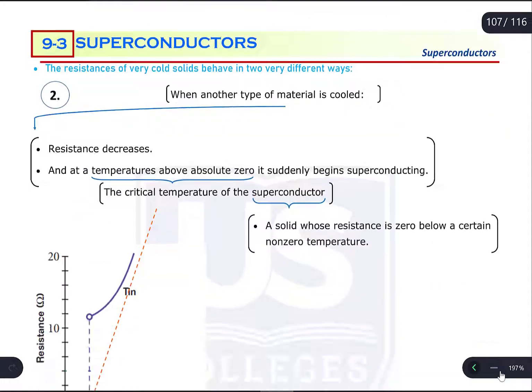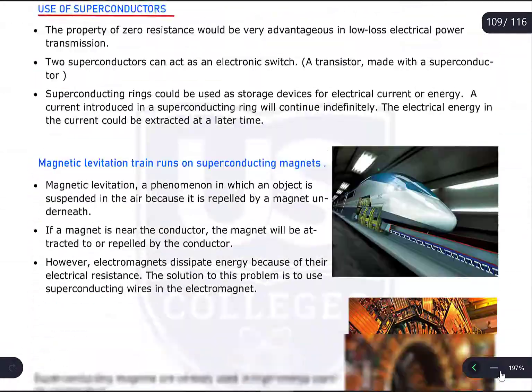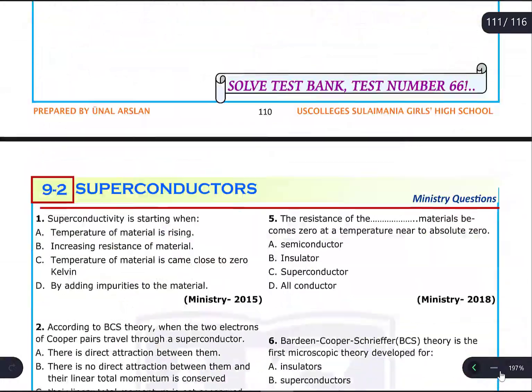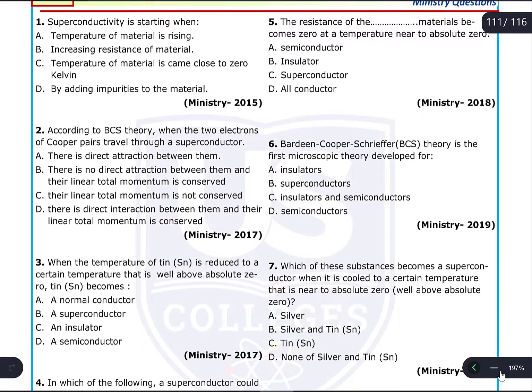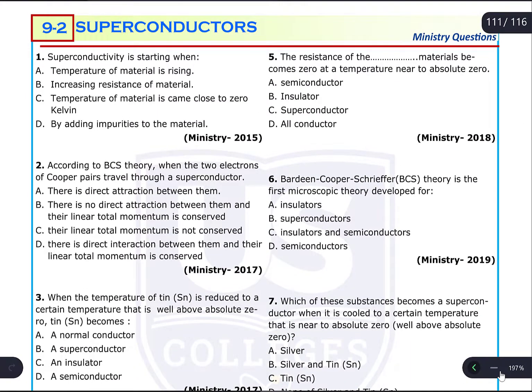Now about superconductors. Let's answer the questions about superconductors. Superconductivity starting when temperature of the material is rising? No, opposite. We should drop the temperature. Increasing the resistance of the material? No, decreasing. Temperature of the material comes close to 0 Kelvin. This is correct. When you cool the material to a very low temperature, superconductivity is observed.